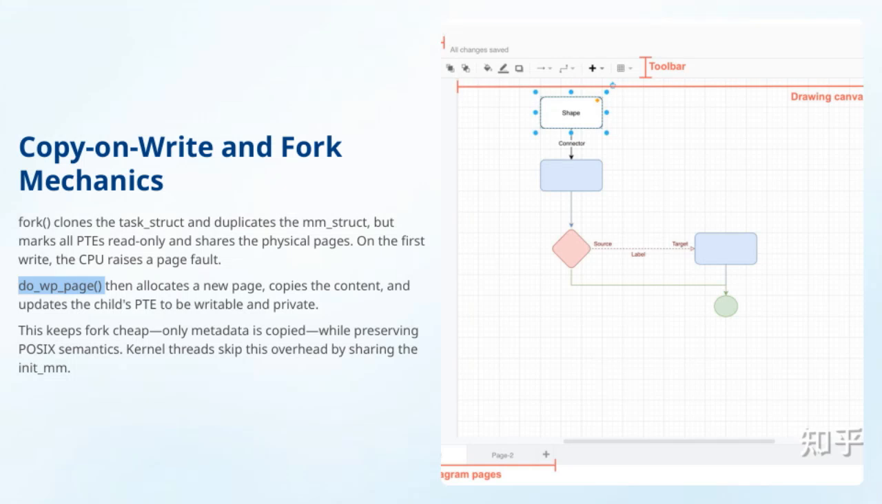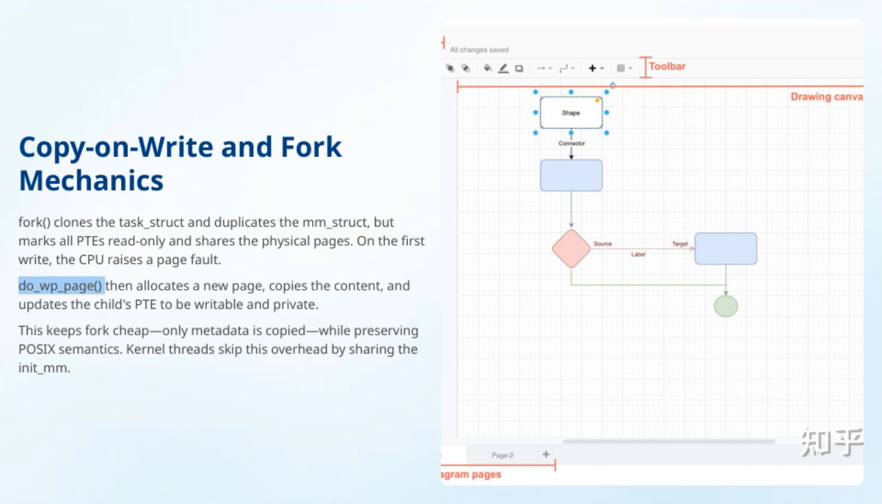This keeps fork cheap, only metadata is copied, while preserving POSIX semantics. Kernel threads skip this overhead by sharing the init. When a process calls do_wp_page, it allocates a new page, copies the content from the original, and then updates the child's page table entry to be writable and private. So instead of copying everything immediately, it sets up a copy-on-write mechanism.